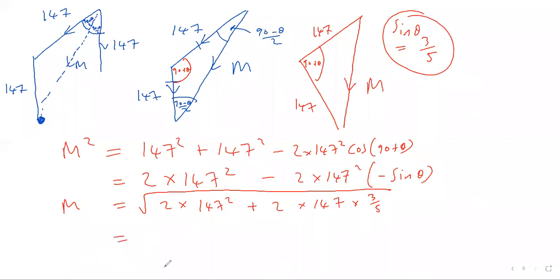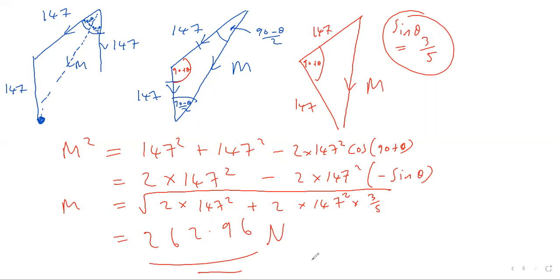So that's how you do that. You plug all those numbers in. Let's see what we get. 2 times 147 squared, and then plus 2 times 147. Sorry, I forgot the squared there. My bad. There should be a squared here. 2 times 147 squared times 0.6. I square root all that. So the magnitude of the force exerted onto the pulley is 262.96 newtons to 2 decimal places.